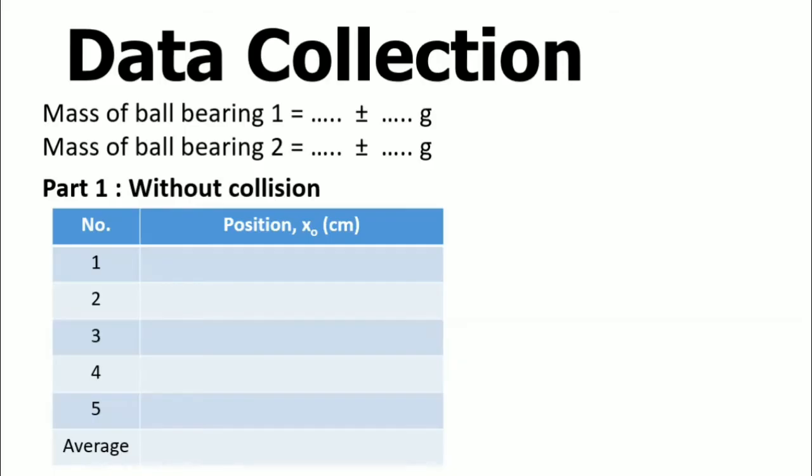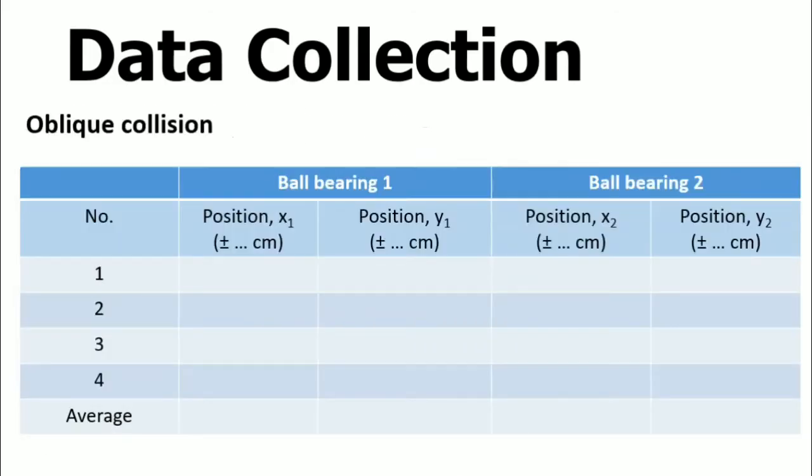Repeat the experiment 5 times and record the value of x naught in the table. Then we calculate the average value of x naught. Next, for the oblique collision, repeat the experiment 4 times and record the values of x1, y1 and x2, y2 in the table. Then, we calculate the average values of x1, y1 and x2, y2. Make sure to enter the uncertainty for your measurements.